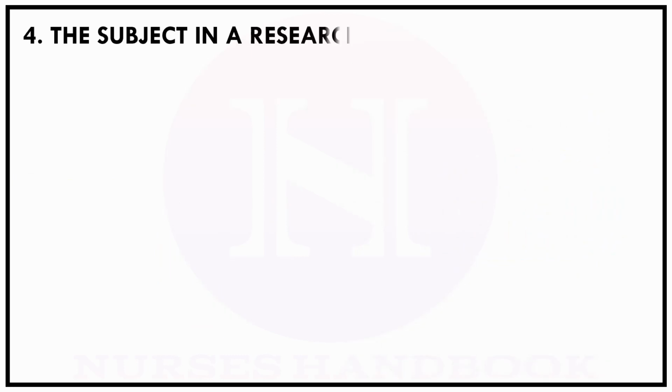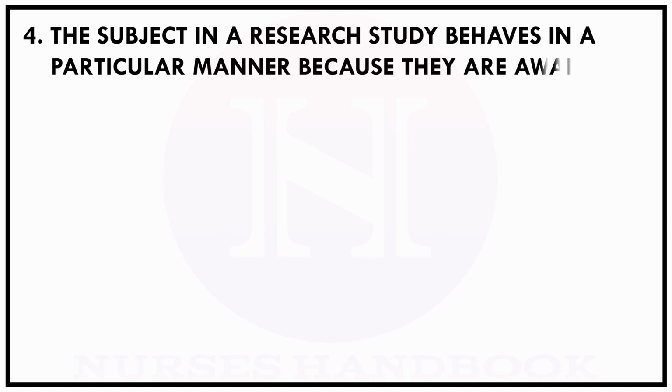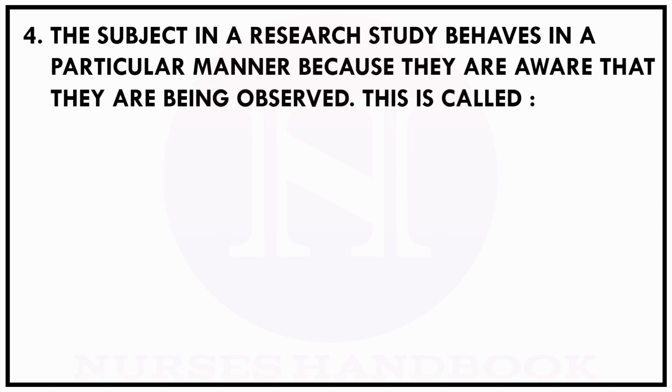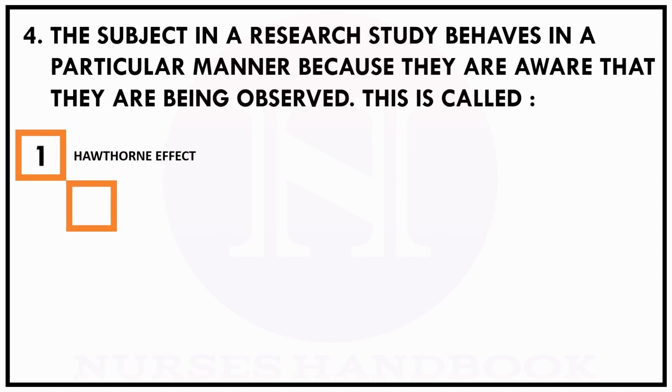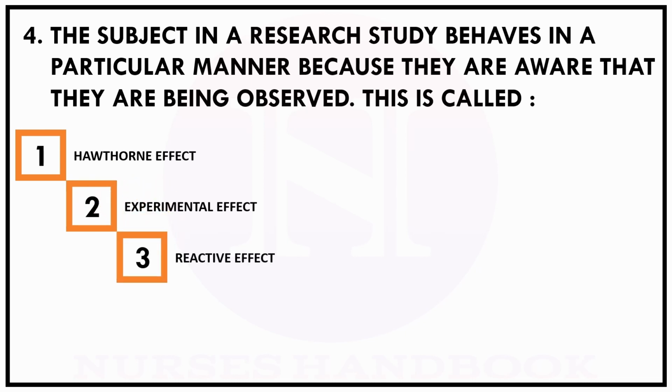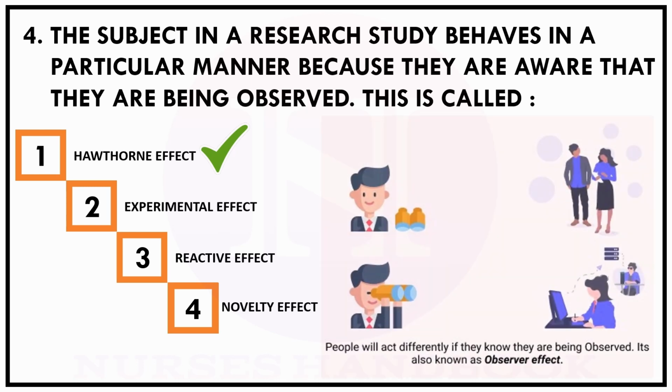Question number 4. The subject in a research study behaves in a particular manner because they are aware that they are being observed. This is called option number 1, Hawthorne effect, option number 2, experimental effect, option number 3, reactive effect, and option number 4, novelty effect. And the correct answer is option number 1, Hawthorne effect. Hawthorne effect is also known as the observer effect.